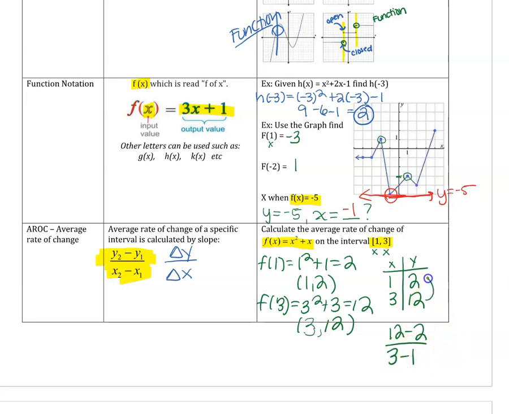Notice how I went from 12 to 2, which means I have to go in the same order. So 3 minus 1. If you accidentally flip it, you'll be off by a negative. That would be 10 divided by 2, which is 5. And that's your average rate of change.